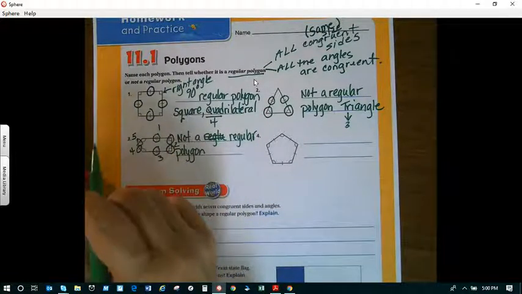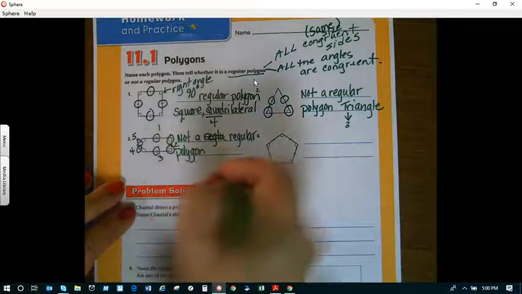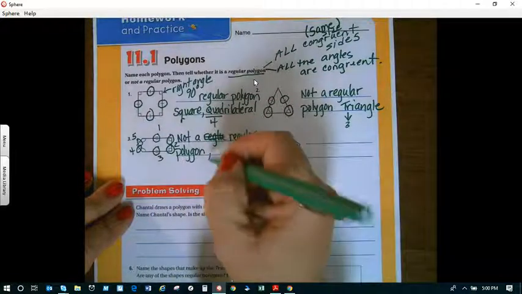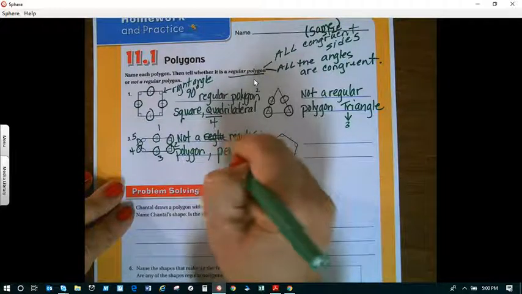What kind of shape do we call this? Or what kind of figure is this called? You're right. This is a pentagon, because penta means 5.